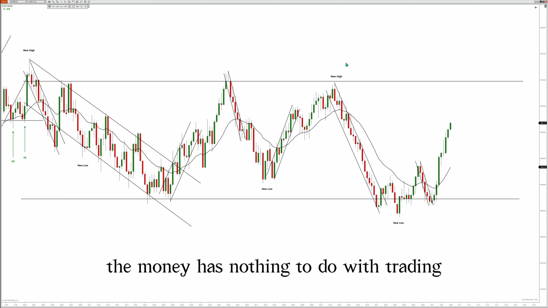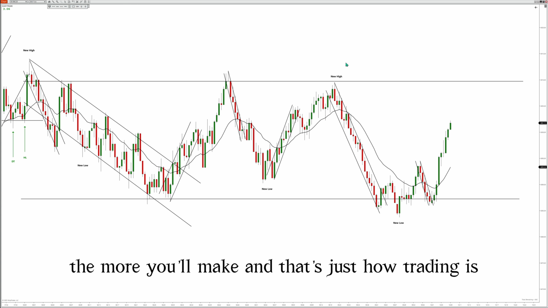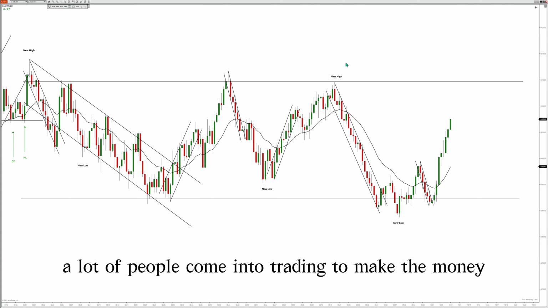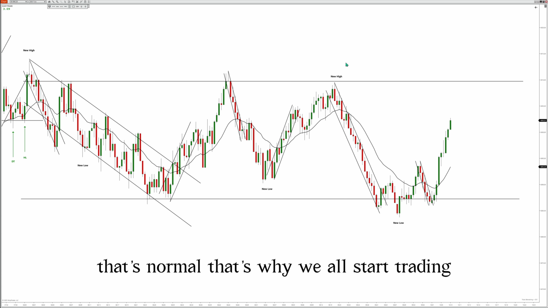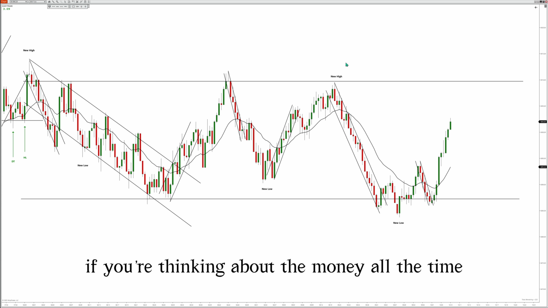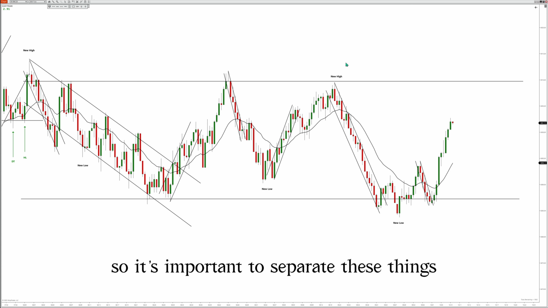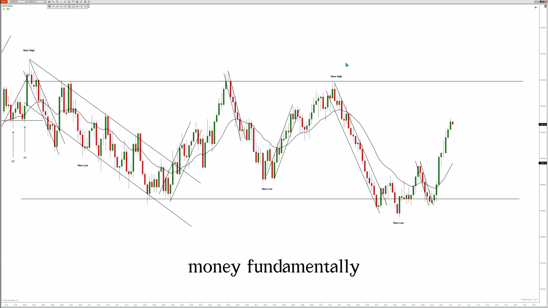The money has nothing to do with trading. The more you can separate trading from money, the more you'll make. And that's just how trading is, right? A lot of people come into trading to make the money, right? That's normal. That's why we all start trading. But the problem is, if you're thinking about the money all the time, just picture all of those emotions that come along with that. You know what I'm saying? So it's important to separate these things. Money fundamentally has nothing to do with what we're doing right here. Like, there's no money here, right?